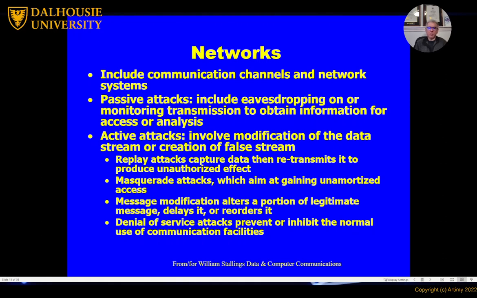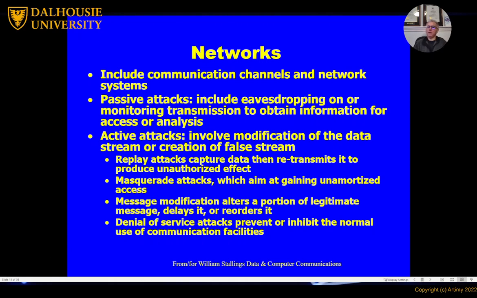The passive attacks usually are a step before any active attacks. You are collecting information before you do any active attack. Active attacks involve actually modifying the data or doing an actual harm. So examples of that is what we call replay attacks. I could take information and then replay it back.